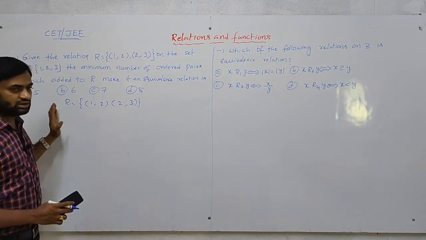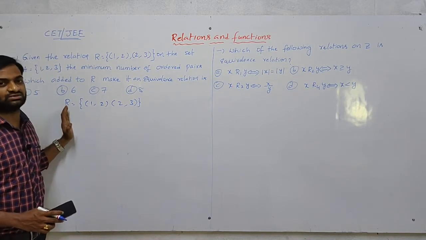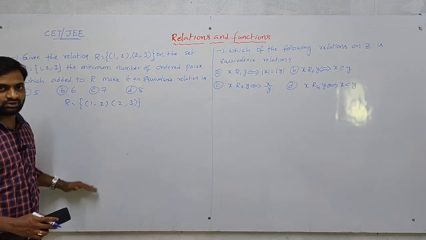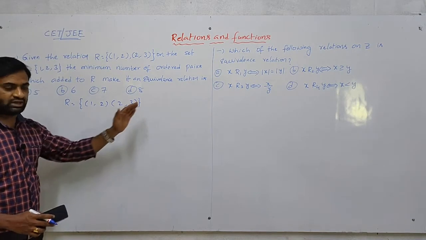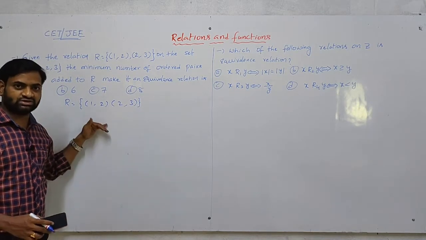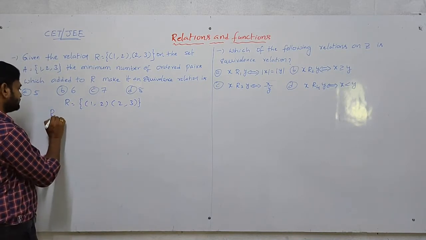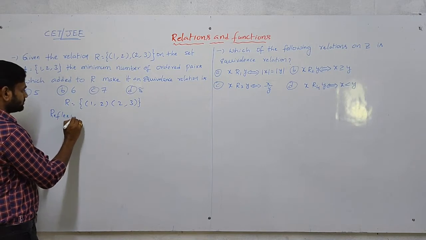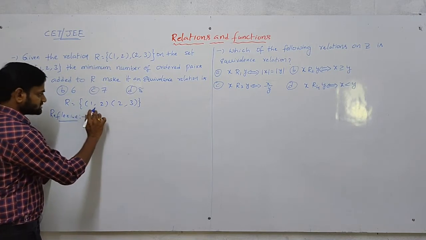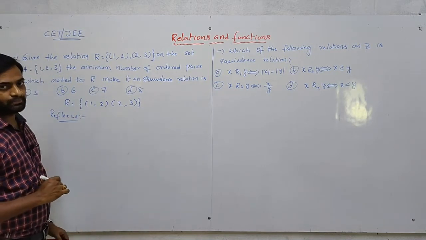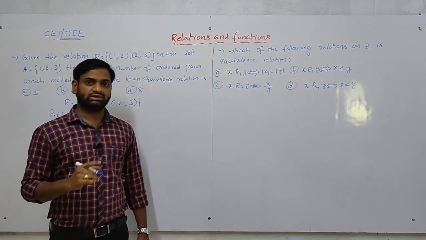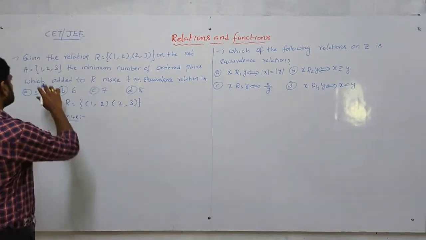Now first I am checking. I want to make it reflexive first, and then one by one I will do the rest. To make it equivalence, it should be reflexive, symmetric and transitive. When can you say this R is reflexive? It completely depends on the given set. The given set is 1, 2, 3.